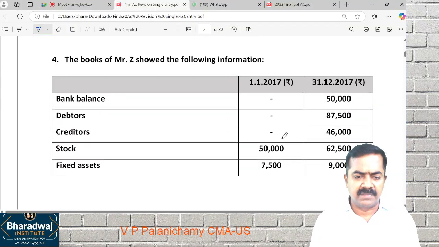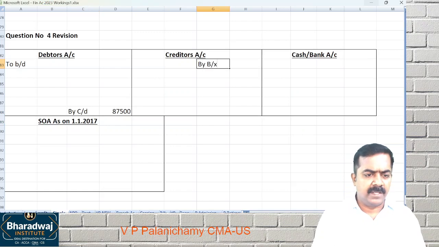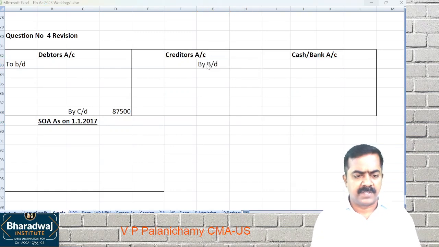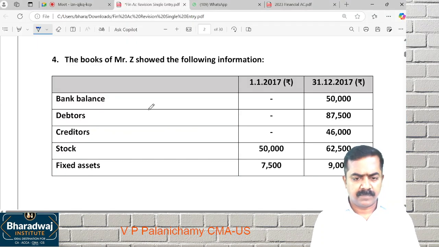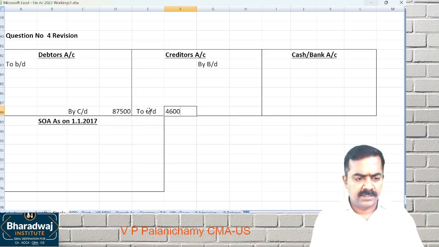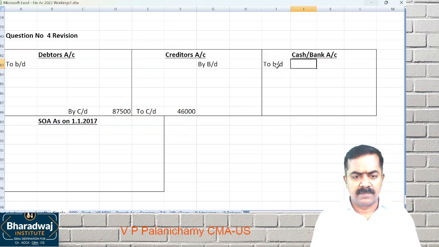What is the opening balance of debtors? Not given. Closing balance. Creditors: what is the opening balance of creditors? Not given. To balance carry down. How much is given? 46,000. Cash and bank account, to balance brought down is not given.